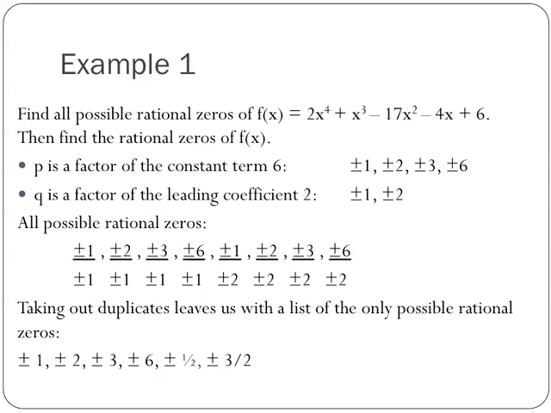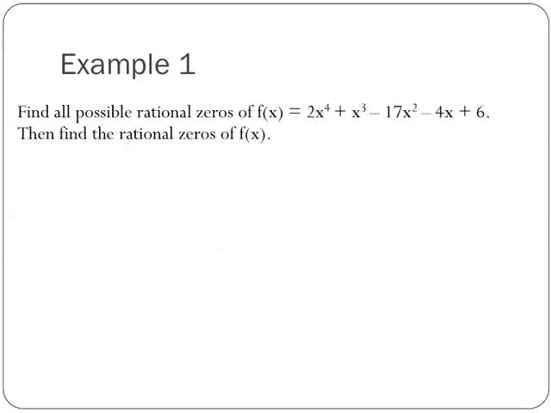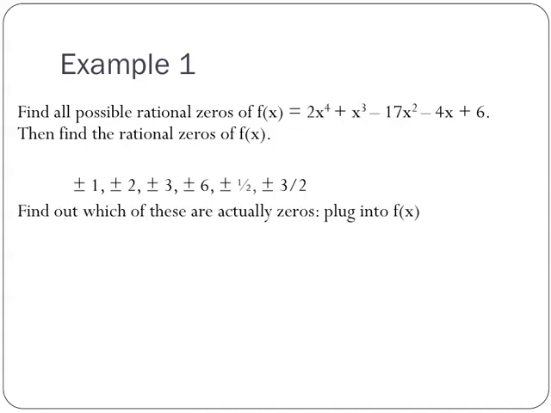So how do we know which ones are actually going to be zeros? Well, you take that list and you can use the factor and remainder theorems here. By plugging each of these in for x in the polynomial, whichever one gives you 0 means the remainder is 0, which then means it is a factor. So to find out which of these are actually zeros, you'll plug them into f of x.